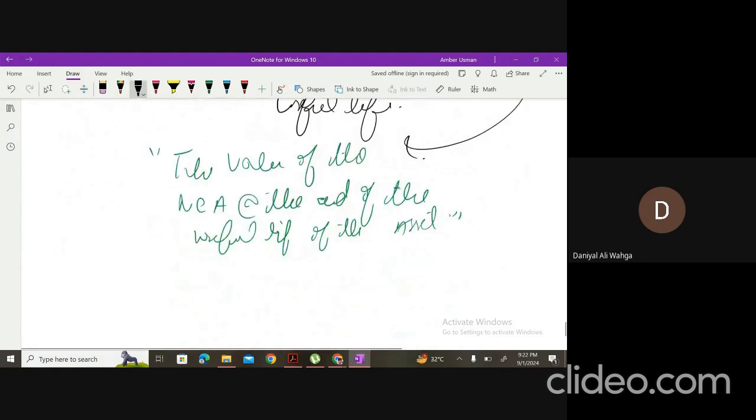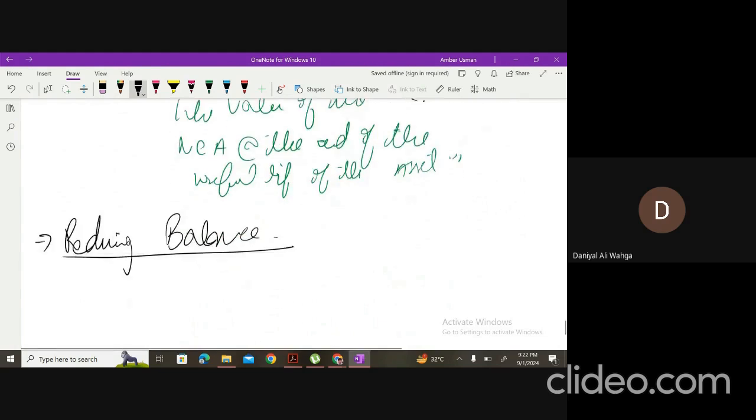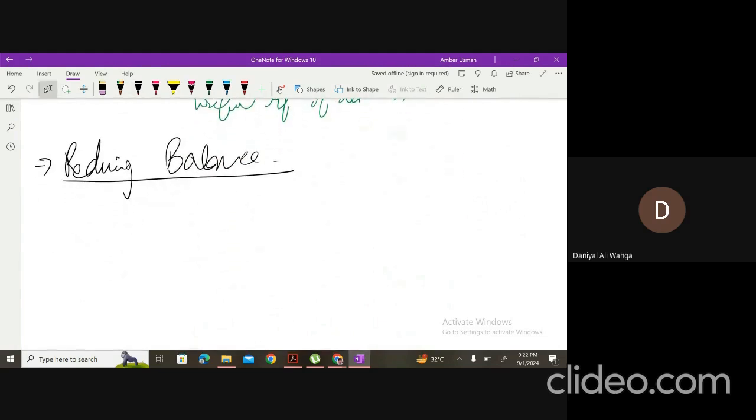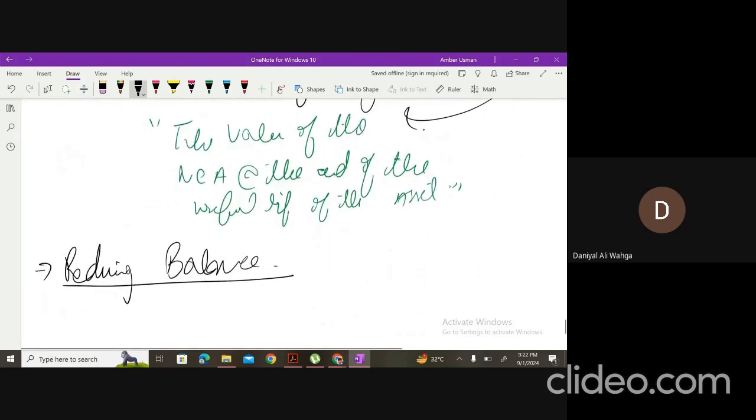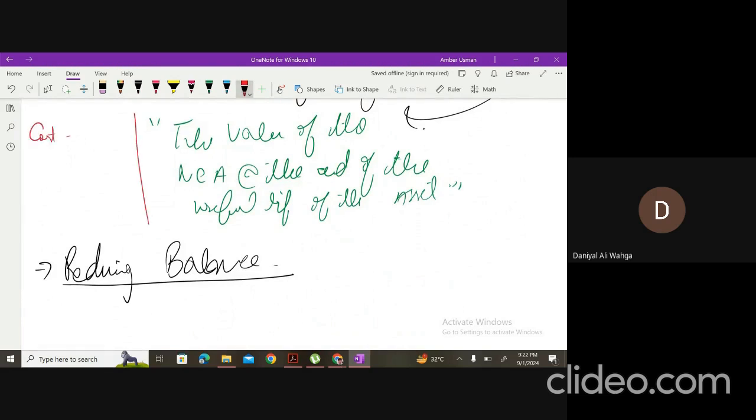Then there is the reducing balance method. In this, depreciation reduces each year because the depreciation is calculated on the carrying value. So what is basically the carrying value? First, we will need to discuss that. A carrying value is basically if you deduct your cost minus accumulated depreciation from it, this is the carrying value, also known as the net book value, also known as the book value, also known as the written down value. Okay.